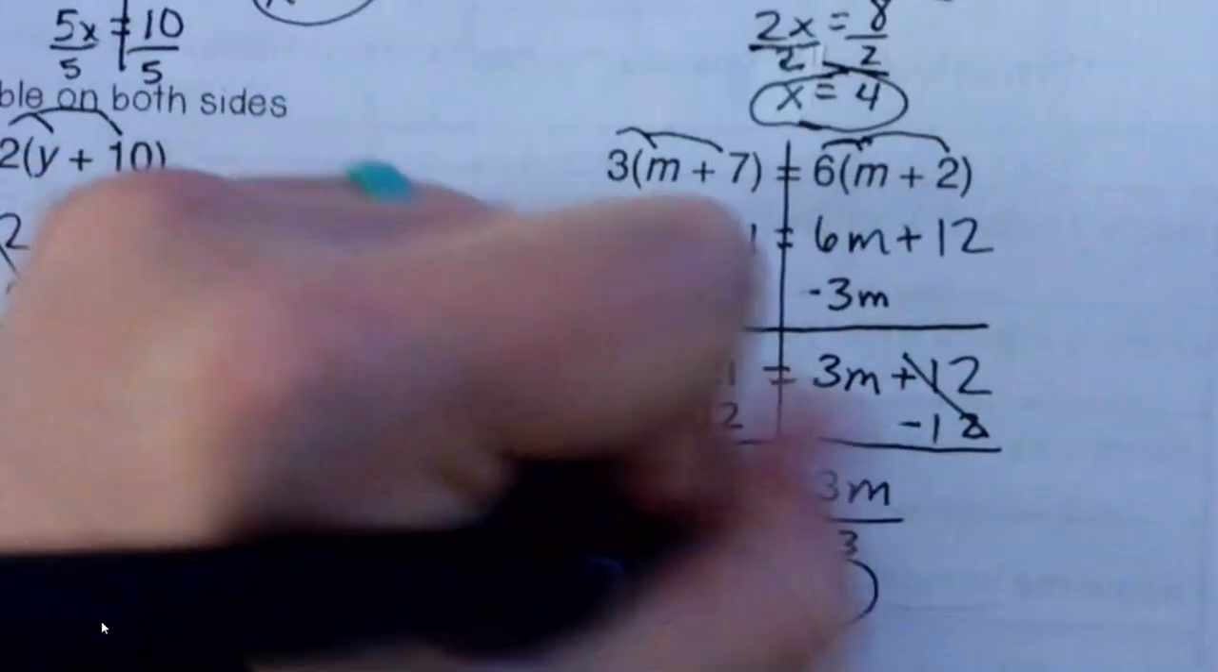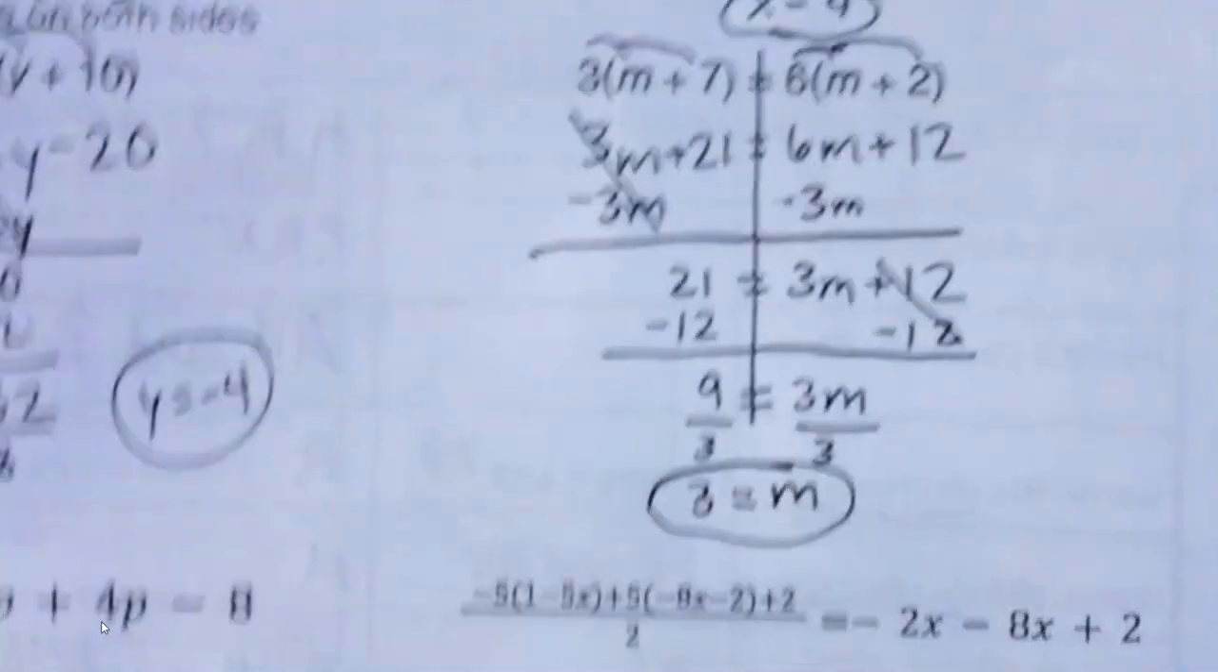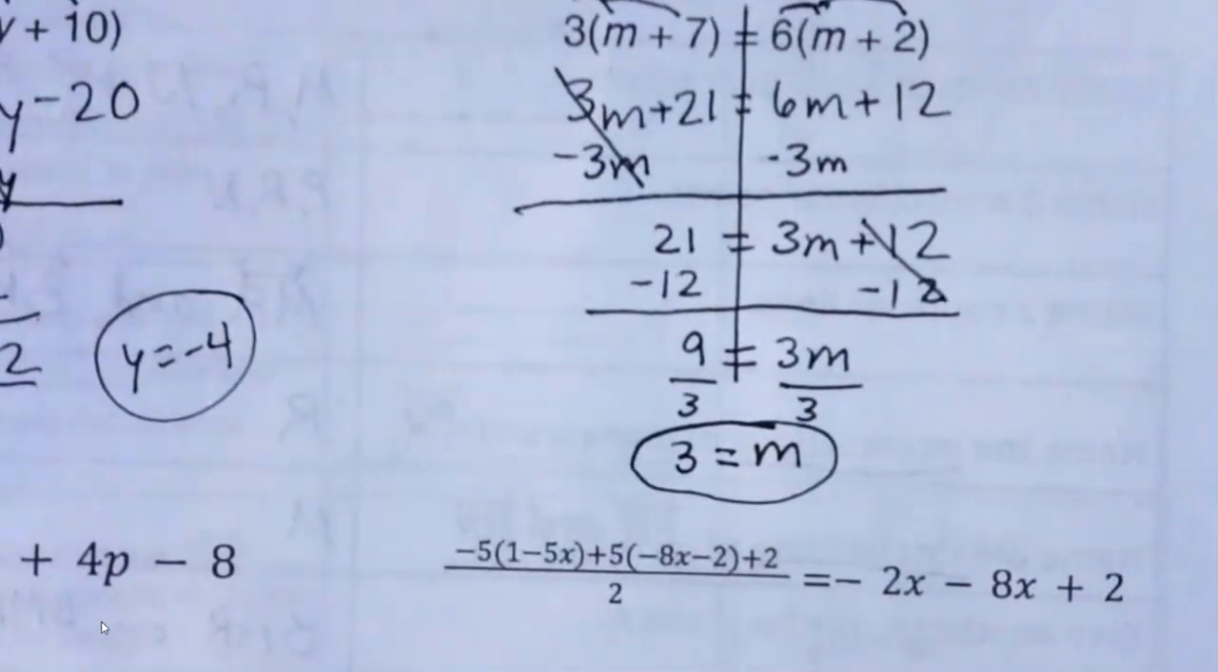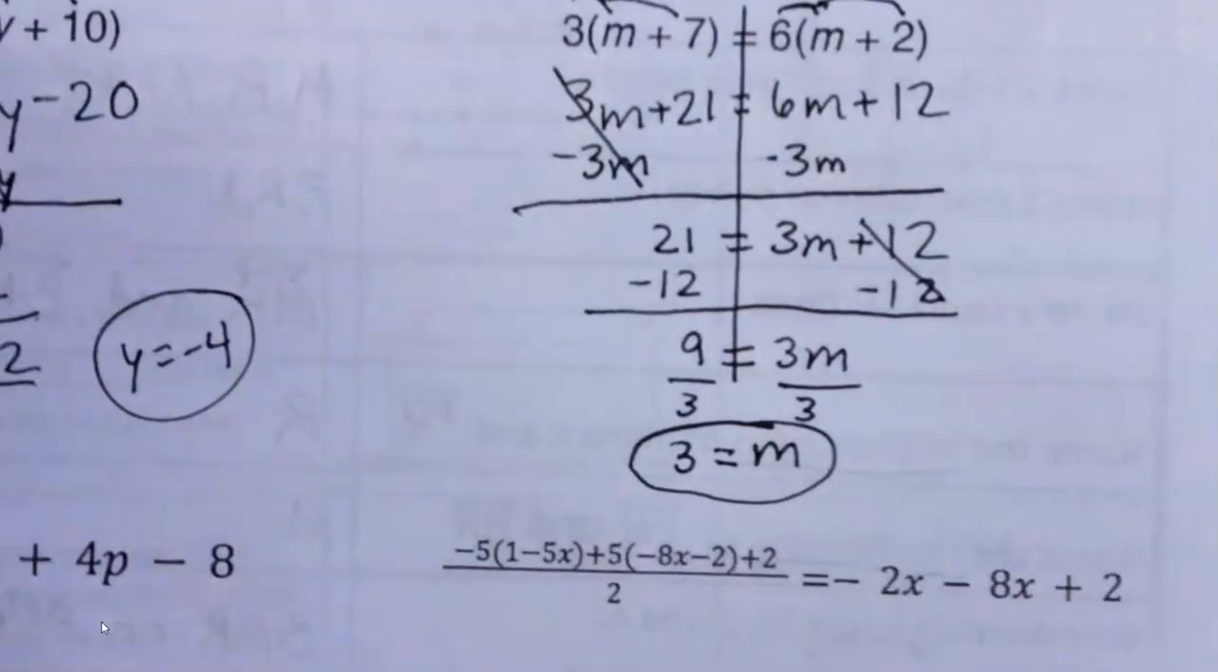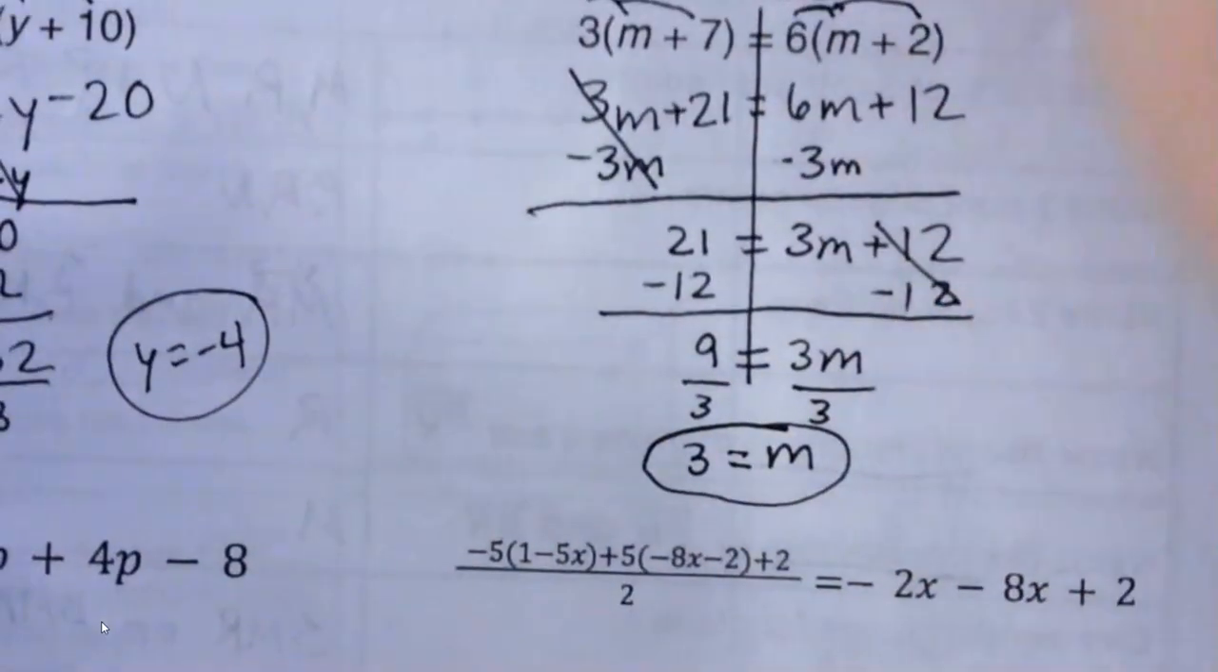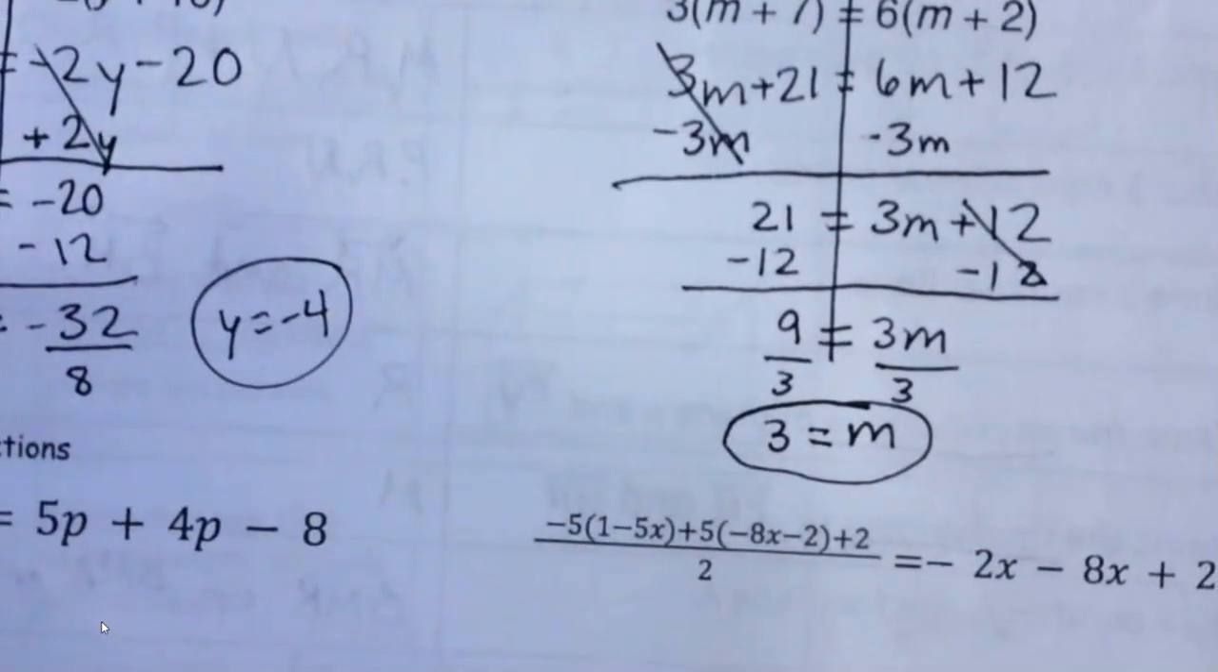M is going to be 3. So hopefully this is review for you guys. If you guys are struggling, then just make sure on this assignment that you practice and really learn it for the quiz tomorrow, because there will be some solving equations on the quiz.